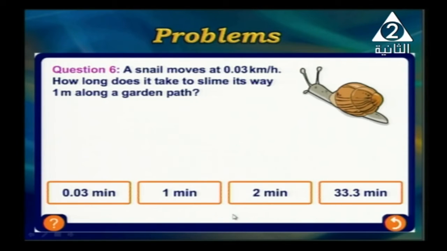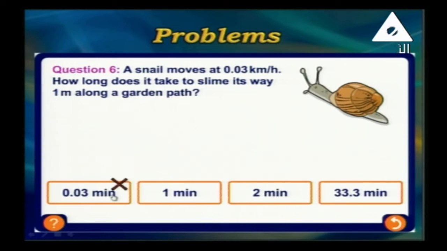So again, we have the speed and we have the distance. Speed times time gives the distance, so to find the time taken we need distance divided by speed. Here we have the speed, 0.03 kilometer per hour, and the distance, 1 meter. I need to convert it to kilometers.